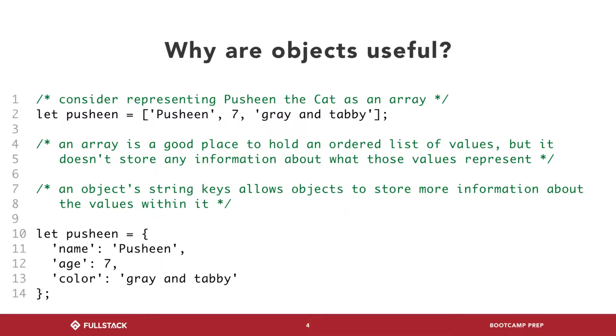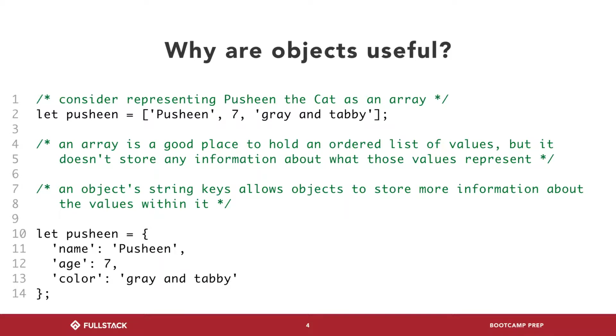But when I look at this, it's like, this is the name, but is it the cat's name? Is it the owner's name? Is it a nickname? Whatever it is, I don't know. When I look at this, now I'm actually able to associate some kind of metadata, some kind of context, to the machine. Say, oh, this is name, 7 is age, gray and tabby is the color, right?